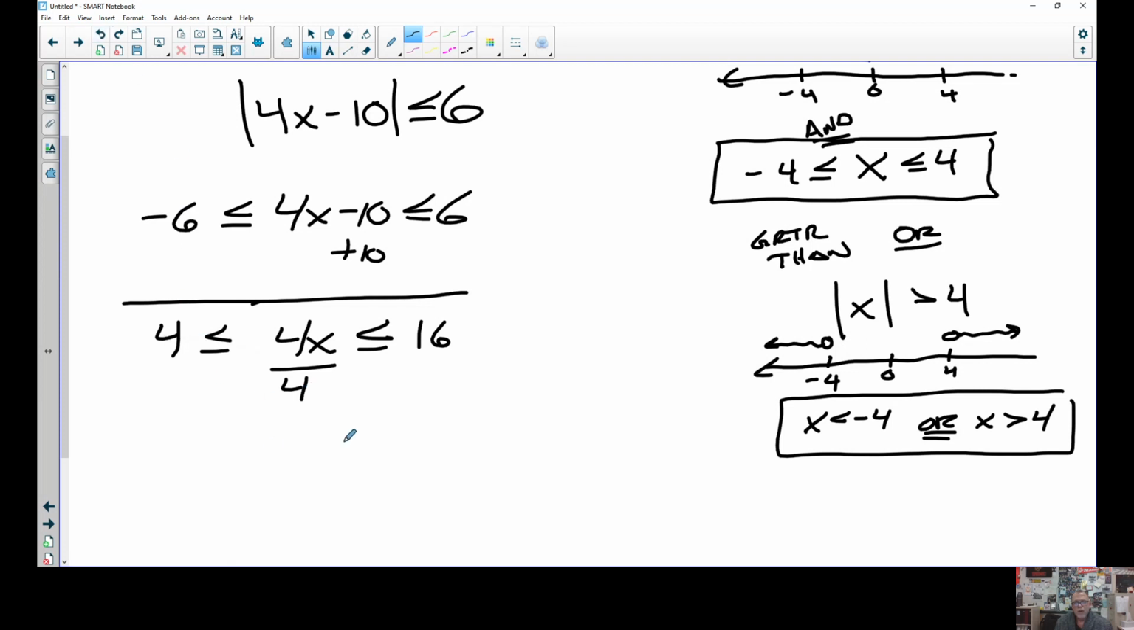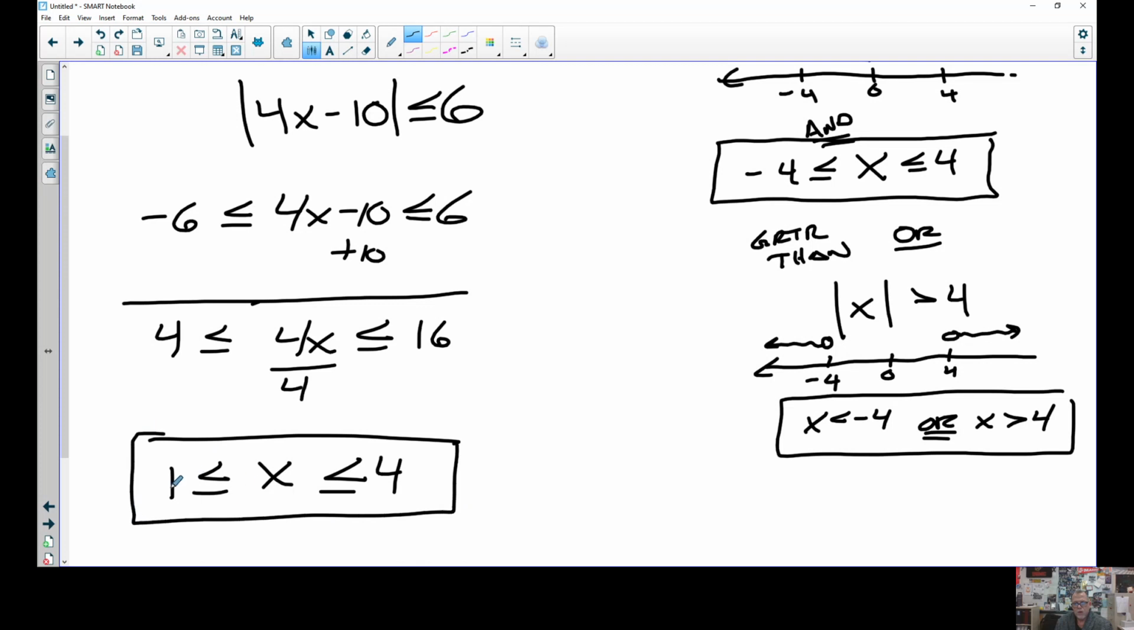So dividing by 4, what happens? Divide this by 4, I get 1. Divide this, I get x. Divide the last part, I get 4. This is my solution. That means x greater than or equal to 1, less than or equal to 4.